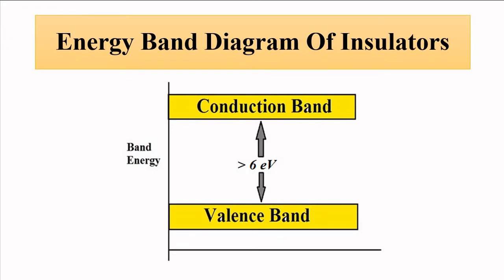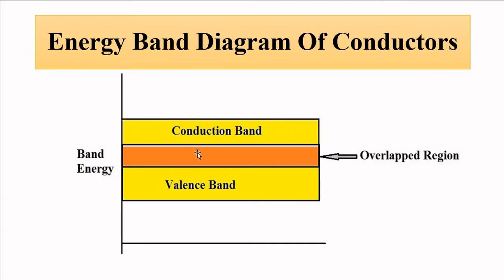In the case of good conductors, there is actually no energy gap. The conduction band and the valence band are overlapping in nature. That's the reason why, without any external energy supply, good conductors start conducting naturally, because there is no energy difference, no energy gap between the valence band and conduction band.